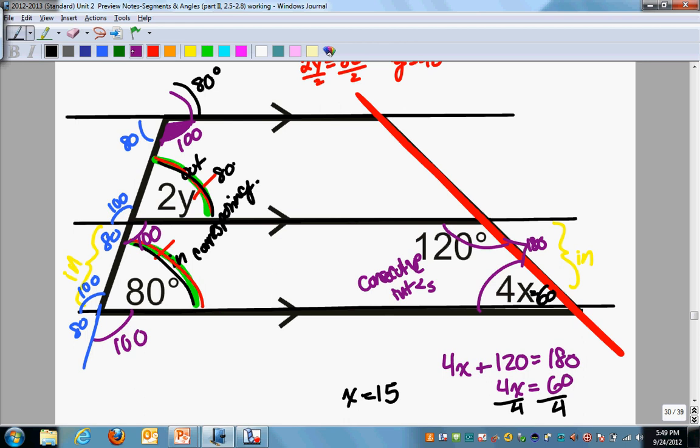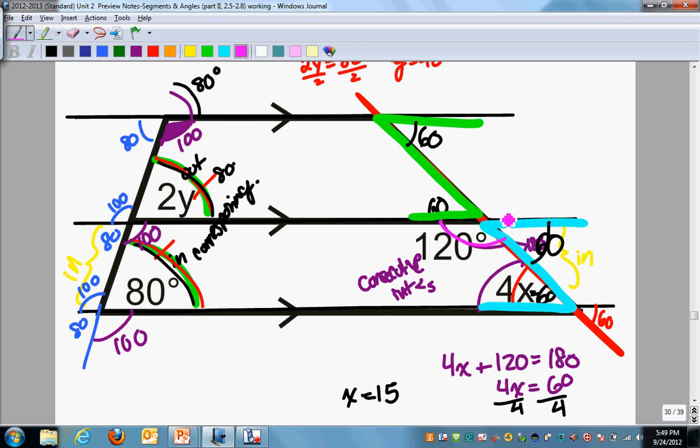Now let's walk through what else we can find. If this is 60, this is 60 over here. We can do armpits of the Z. That means this side is also 60. That's 60. Armpits of the Z again. Alternate interior angles, this is 60.